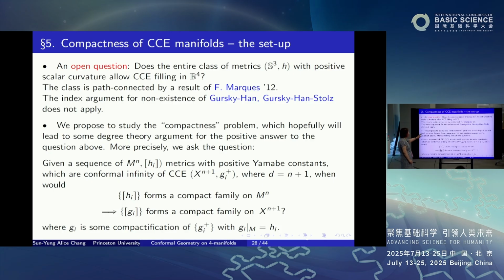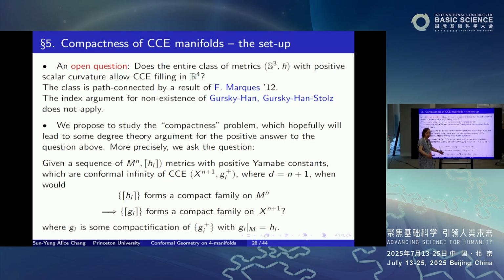And in view of the non-existence, non-uniqueness problem, a more modest question we approach is, instead of asking the existence, we ask the compactness. That is, if we give a sequence of boundary metrics on a manifold, and suppose we allow each h_i to have a conformal filling in, does that mean this compactified metric forms a compact family?